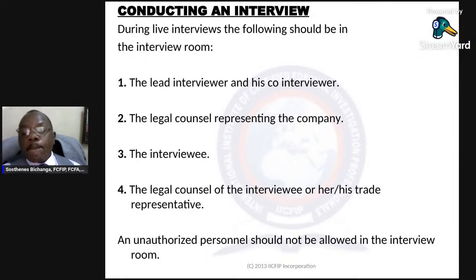Conducting an interview. During live interviews, the following should be in the interview room. These are the participants of the interview. Number one, the lead interviewer and his co-interviewer, the person who takes notes. Number two, the legal counsel representing the company. Number three, the interviewee. Number four, the legal counsel of the interviewee or her or his direct representative.